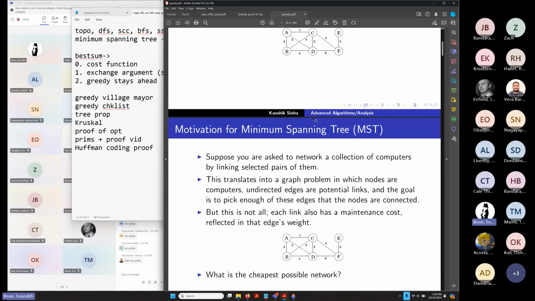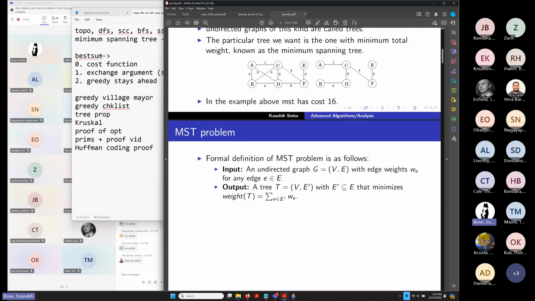There are some other properties, we'll come to that. Three properties, I believe.